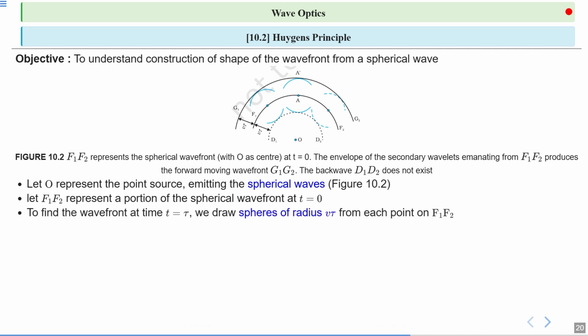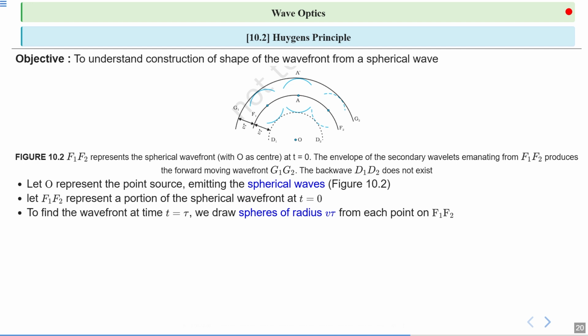To determine the wavefront at a later time t equals tau, we draw spheres with a radius of v tau from each point on F1, F2. This is a critical step because it shows how the wavefront evolves over time. The radius v tau represents the distance the wave travels in time tau. The speed of the wave is v, and speed multiplied by time gives the distance traveled by the wave.